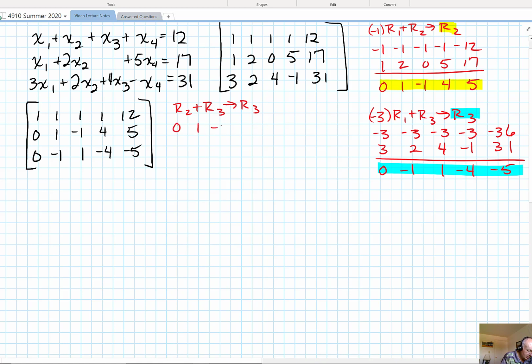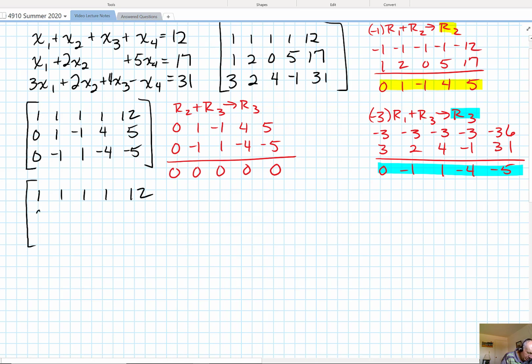Row 2, row 3, looking like that. Did we get that right? Yes, so 0, 0, 0, 0, 0. Alright, that's going to be our new row 3. Alright, a lot of zeros. That's okay. Row 2. And row 3.